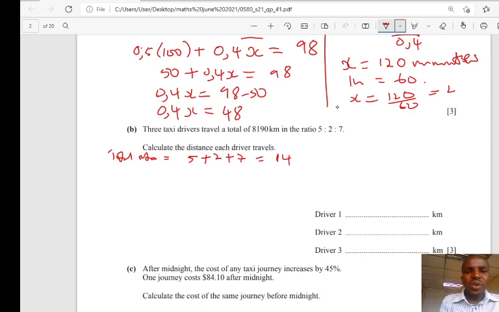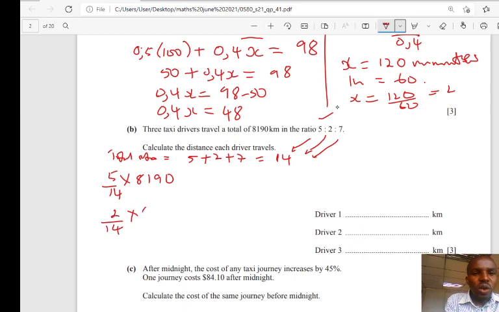Then for the distance, we can start with the first one. It will be 5 over the total, 5 over 14. This one will be 2 over 14. This one will be 7 over 14. So the first one is 5 over 14 of the total distance that they traveled, 8190. That's driver 1. Then driver 2 is 2 over 14 of the total distance, 8190. The third driver, 7 over 14 times the total distance. Then just find your calculator and punch everything in.